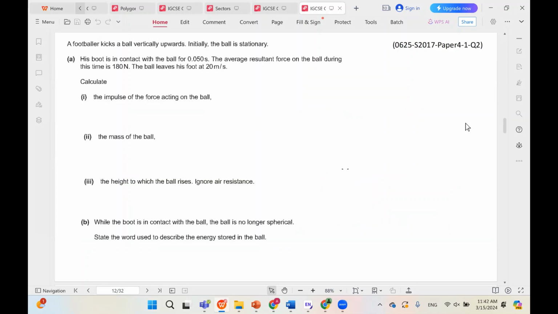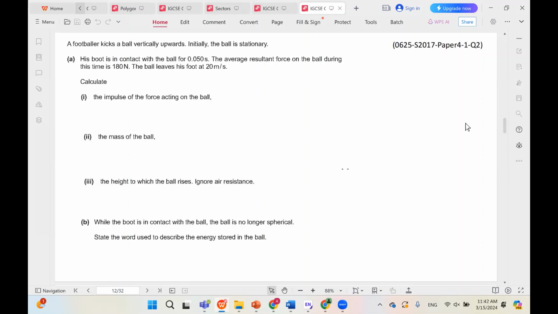A footballer kicks a ball vertically upwards. Initially, the ball is stationary. His boot is in contact with the ball for 0.05 seconds. The average resultant force on the ball during this time is 180 newtons. The ball leaves his foot at 20 meters per second. Calculate the impulse of the force acting on the ball.